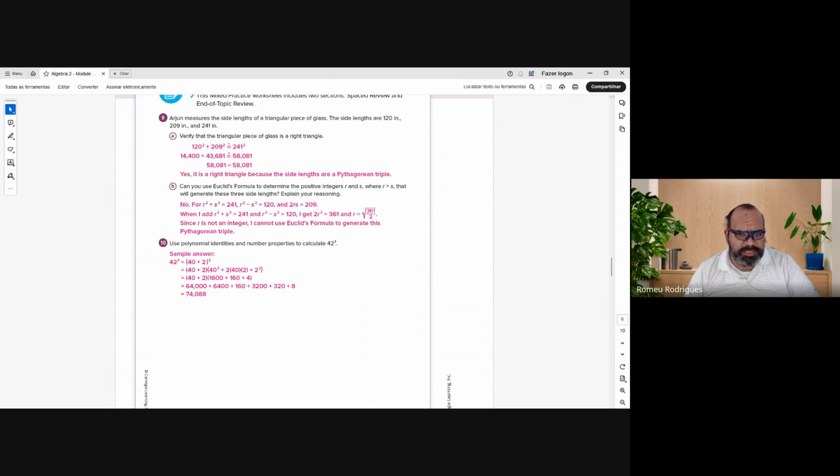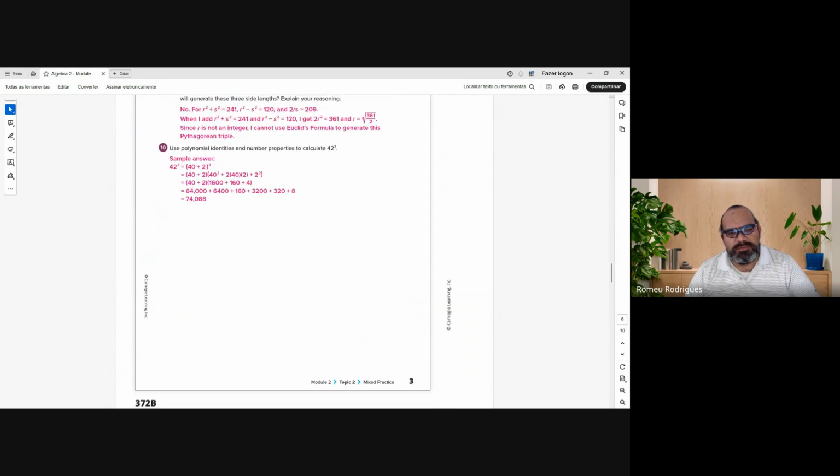Use the polynomial identities and number properties to calculate 42 to the third power. I think you remember just using these ideas as we used them before. We just need to solve those problems here. Simple, the same thing we used before. If you're not sure which polynomial identity to use, go to the packages there. On the day of the assessment, no worries, I'll give it to you.